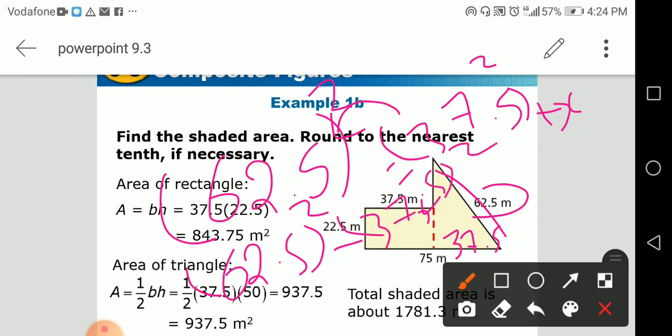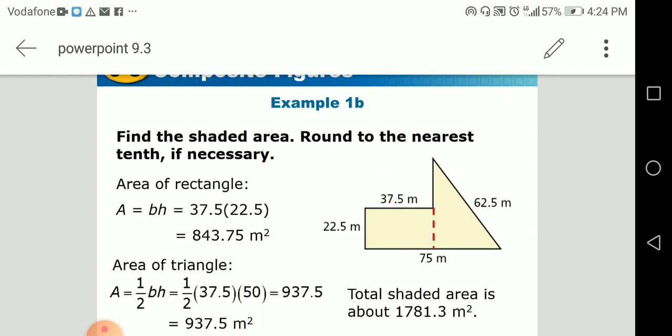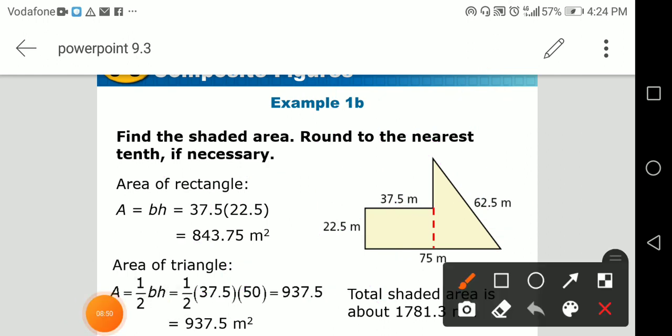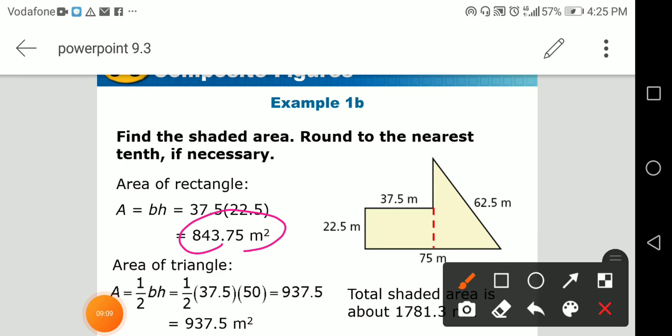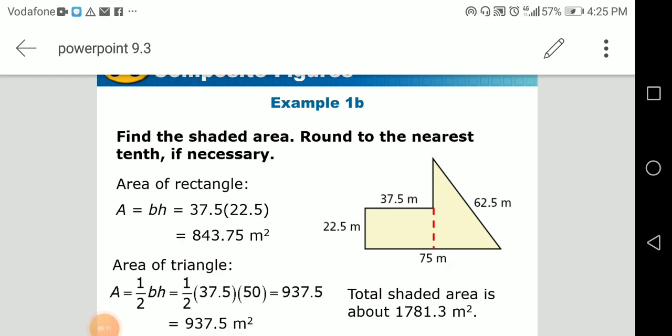37.5 to the power 2. Then after taking the square root, it gives you 50. So the height will be 50. From where did I get the 50? Okay, guys, after that I will do half base times height. After doing so, you got 937.5. After this, to take the total shaded area, I add 843.75 plus this one by using the calculator.